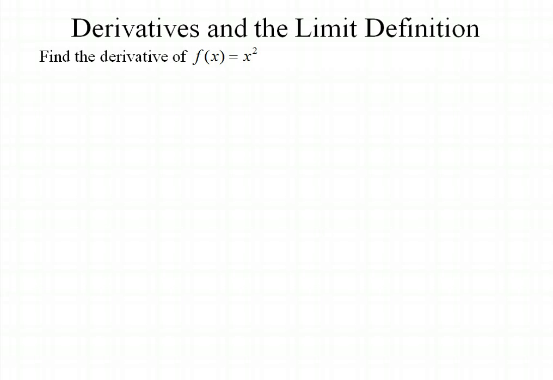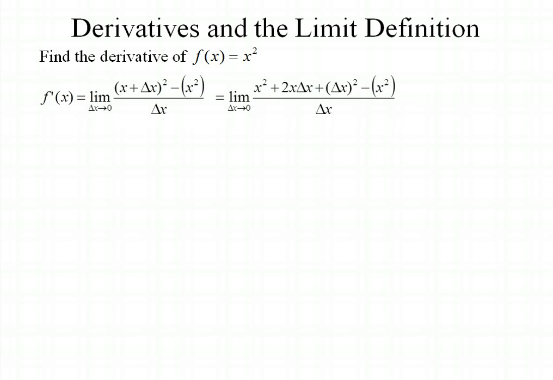Okay, let's find the derivative of x squared. So plugging into our limit definition, we have x plus delta x all squared minus x squared in our numerator, and dividing by delta x. Okay, so x plus delta x is a binomial, and we're going to square it, so that means that we have to FOIL that out. And then we're going to subtract x squared from that.